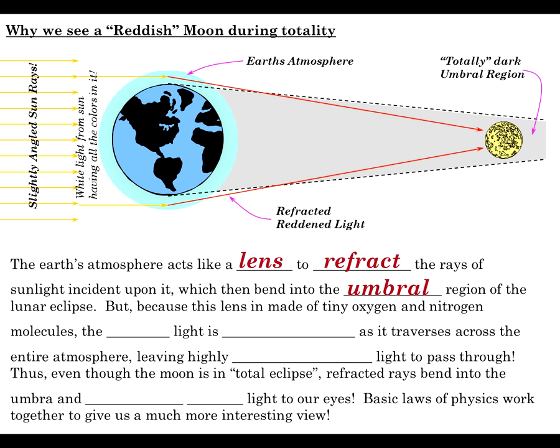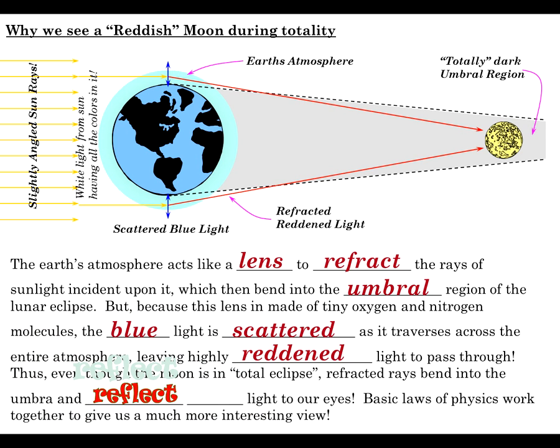But it's not just the white light. I mean, it's not just regular, unaltered sunlight, because you've got the oxygen and nitrogen molecules of the atmosphere, and they are scattering the blue light, as we've learned. So blue light is scattered out. So this is a really significant sunset light situation. So as it traverses this whole atmosphere, and there's a lot of it, it's highly reddened. So, even though the moon is eclipsed, the rays of light are bent into the umbra.